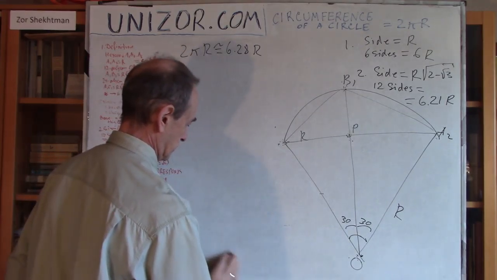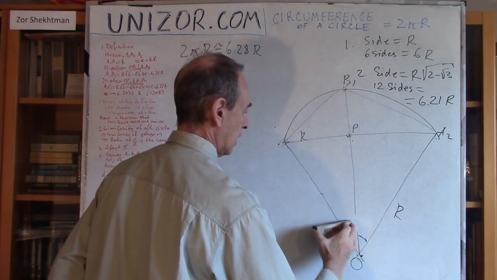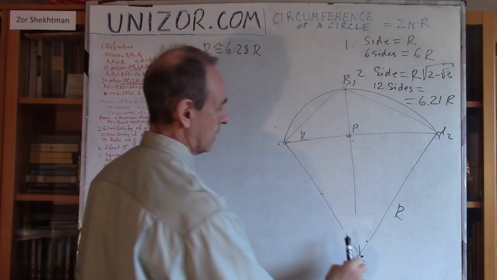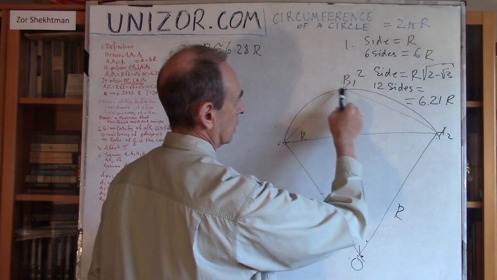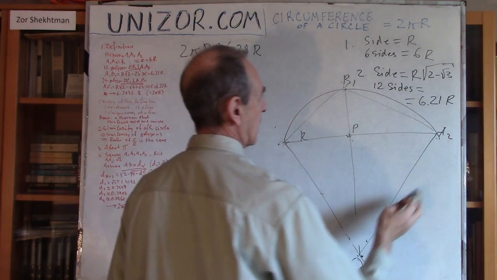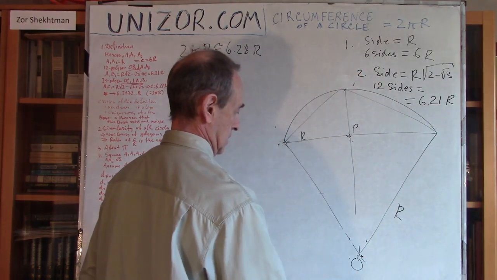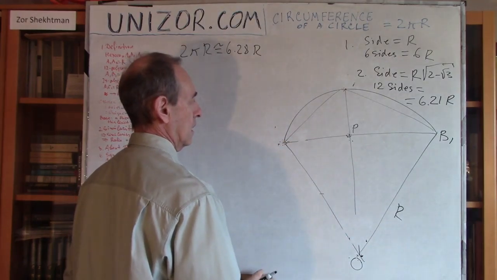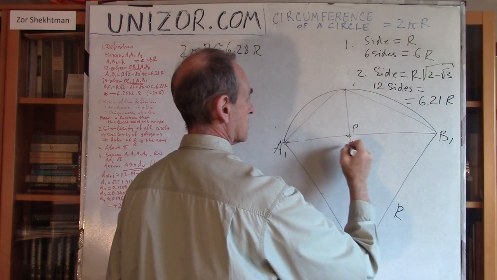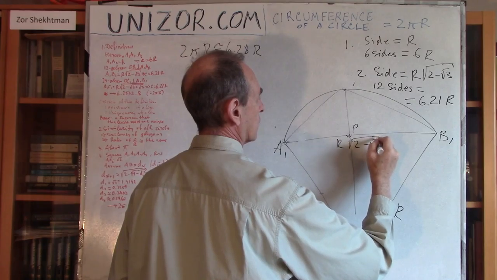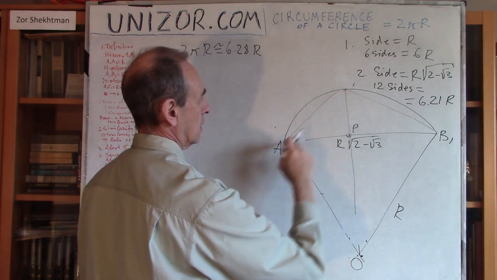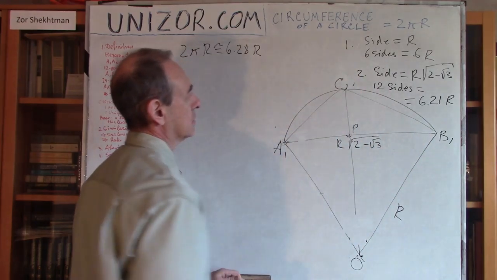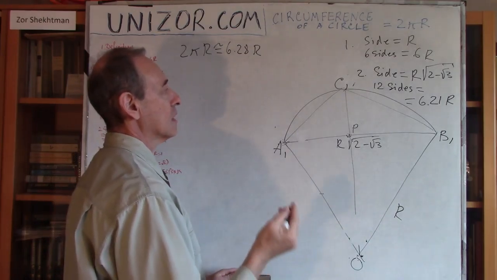Well, let's go one step more. So instead of 12-sided polygon, we will do exactly the same as before, and we will consider 24-sided polygon by dropping perpendicular to each line, to each edge of the 12-sided polygon. So let's assume that this is now B1. And this is obviously not R, and this is A1B1, which is this. So this is R square root of 2 minus square root of 3. This is A1B1. Now we drop the perpendicular. So this is an edge of 12-sided polygon. And this now will be two edges of C1, of 24-sided polygon. Let's do exactly the same calculation one more time and see what happens.